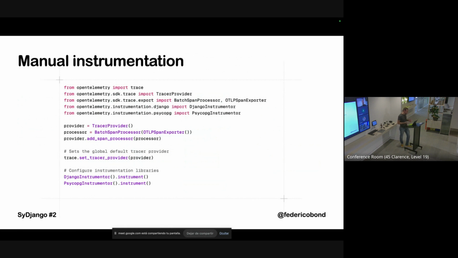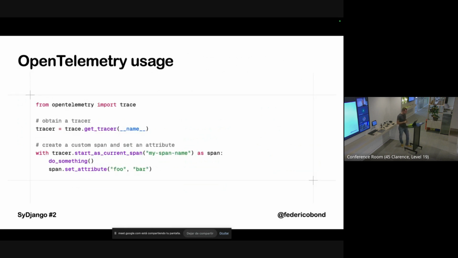I just set up that processor and that exporter on my provider, and then I instrument with each library that is useful for me. How do I use it for the libraries that I have configured? I don't have to do anything else. I'm going to get request traces for Django. I'm going to get a trace for every database call that I make.